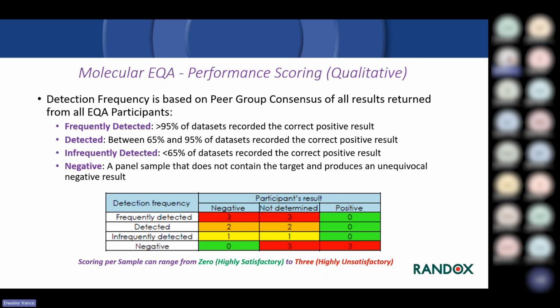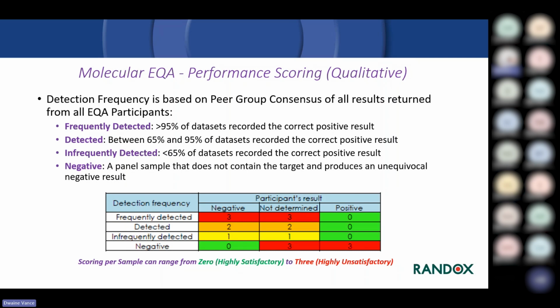If between 65 and 95% of data sets successfully record a positive result for a positive sample, then this is determined as a detected frequency. However, if less than 65% of data sets record a positive result for a positive sample, then this sample is determined as an infrequently detected sample. And with regards to negative, a panel sample that does not contain the target and produces a non-equivocal negative result.